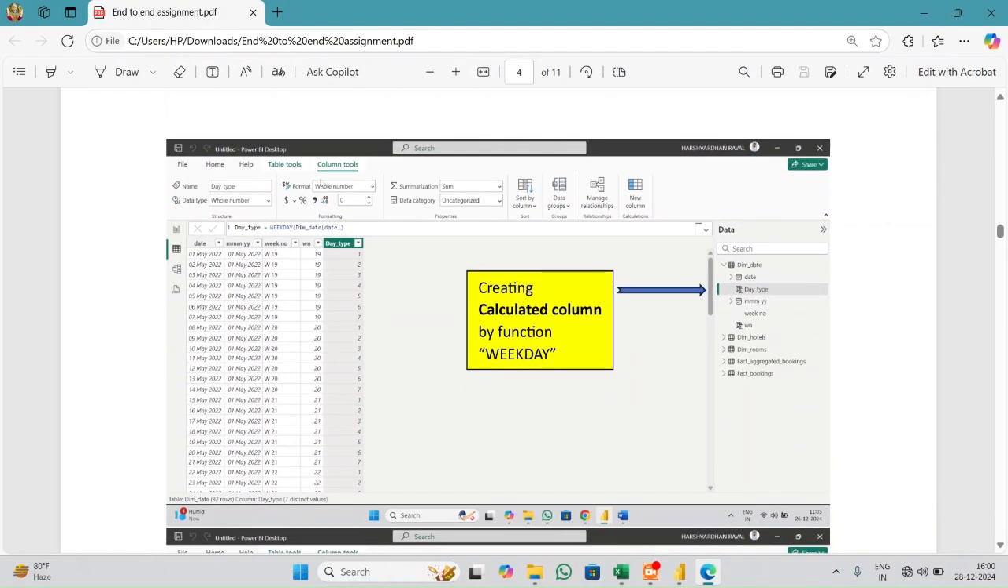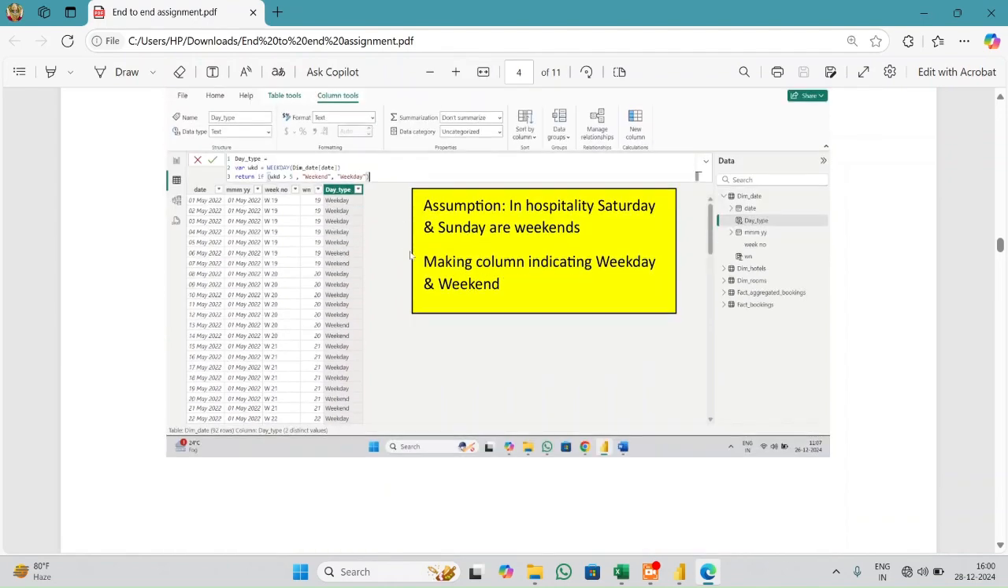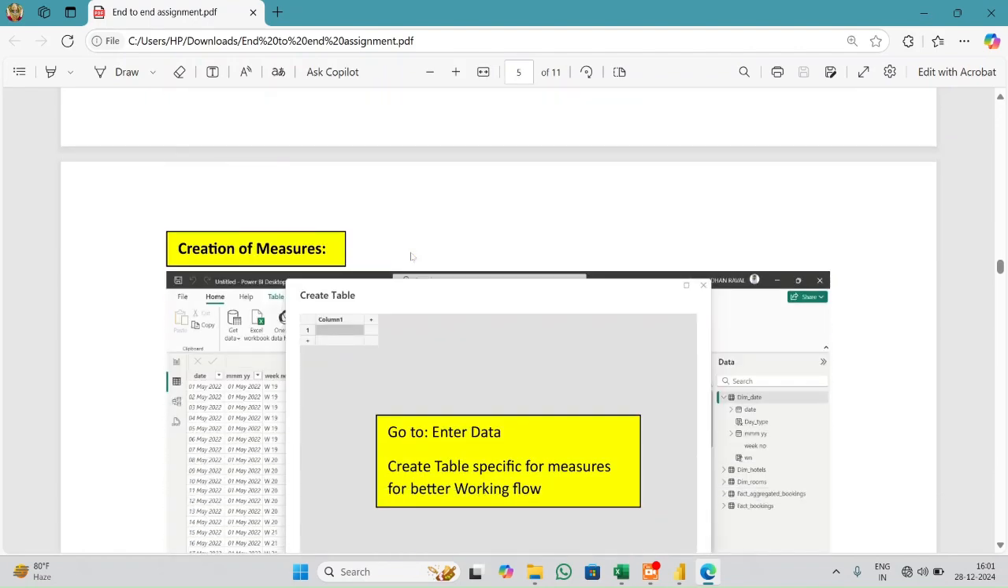At the same time, the weekday function was also calculated for checking the weekday. In the hospitality industry, it is assumed that Saturday and Sunday are weekends, when people don't usually come to the hotel, and Sunday evening is also considered part of the weekend. So we need to tell whether it is a weekday or a weekend, for better visualization and analysis afterwards.